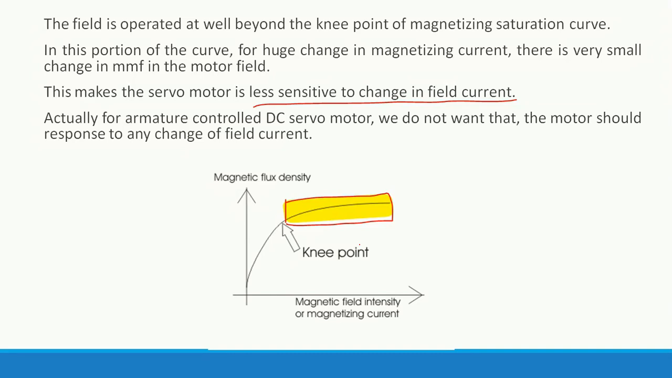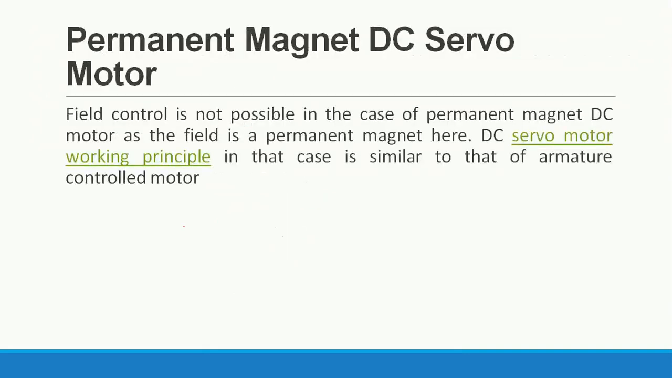Actually, for this armature controlled DC servo motor, we do not want the motor to respond to any change in the field current. It is not required to respond to any change in the field winding current. Therefore this motor proves to be more useful in applications.